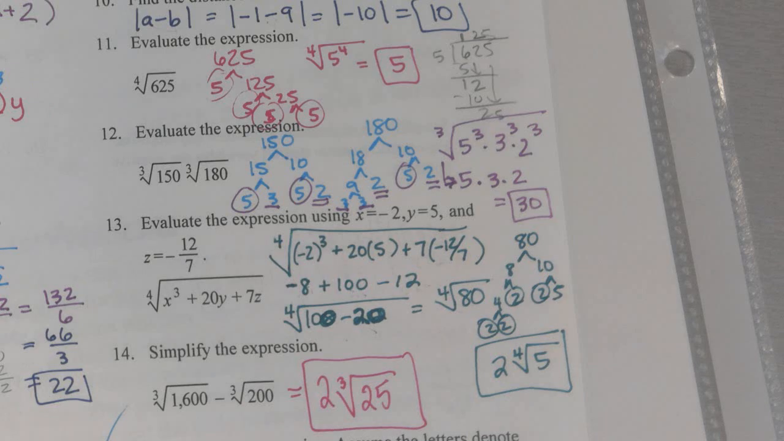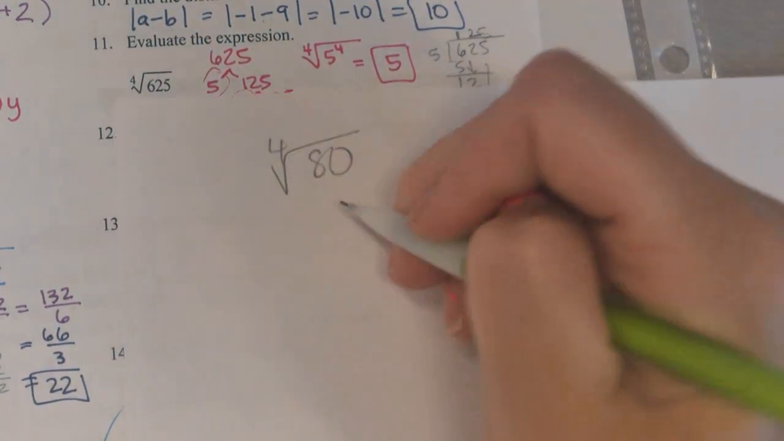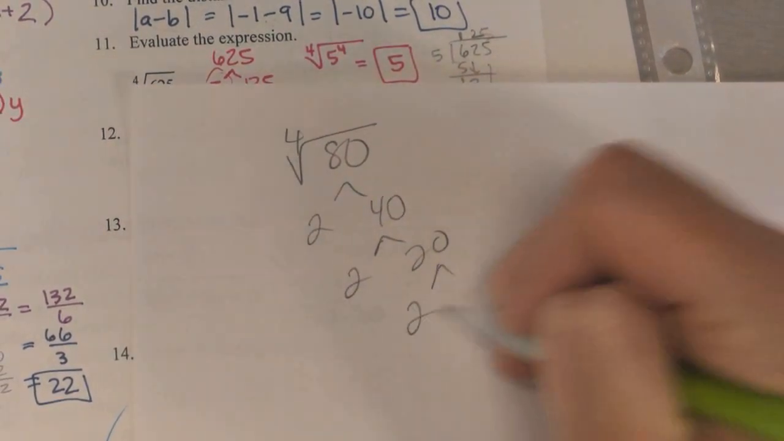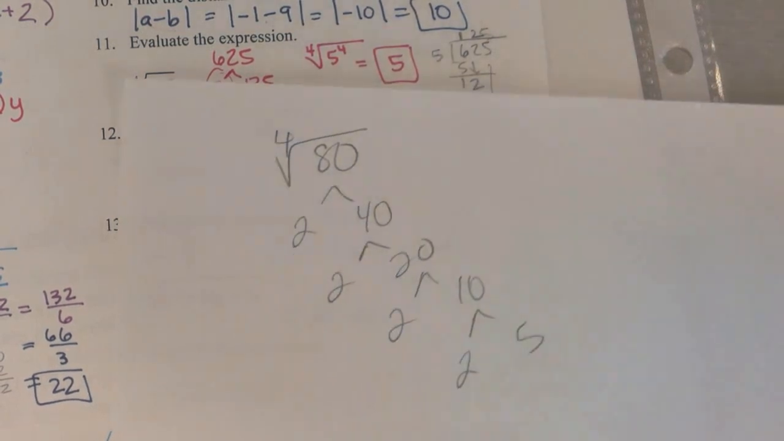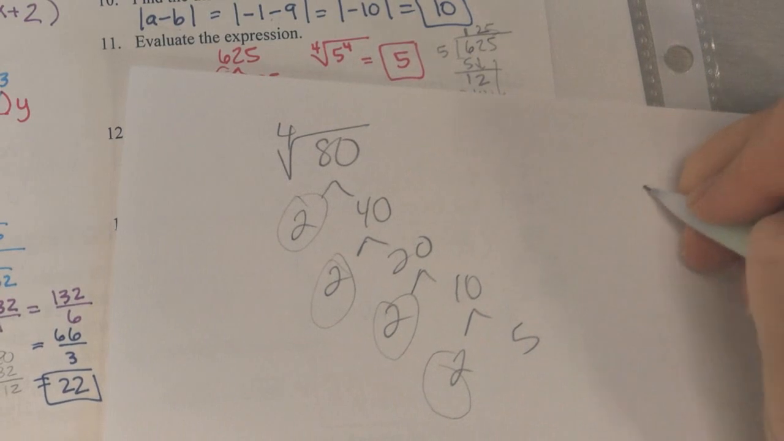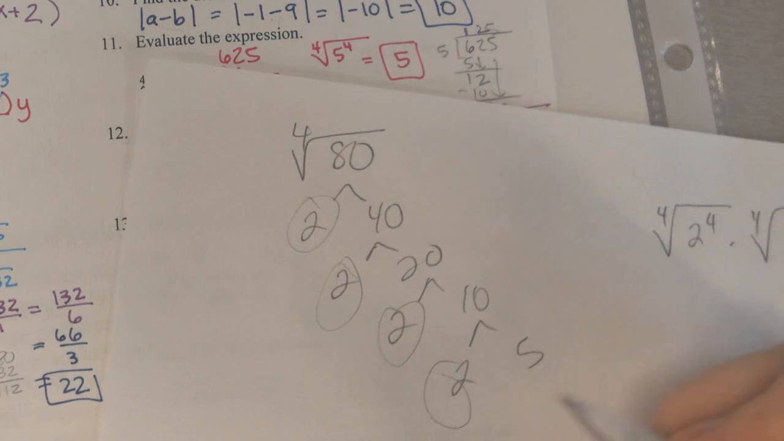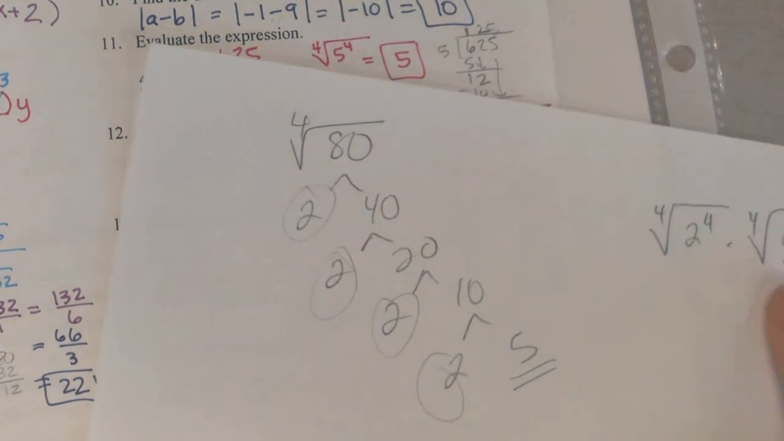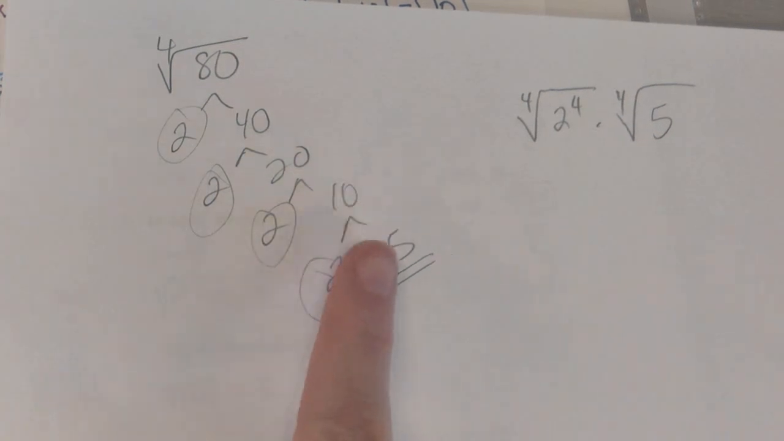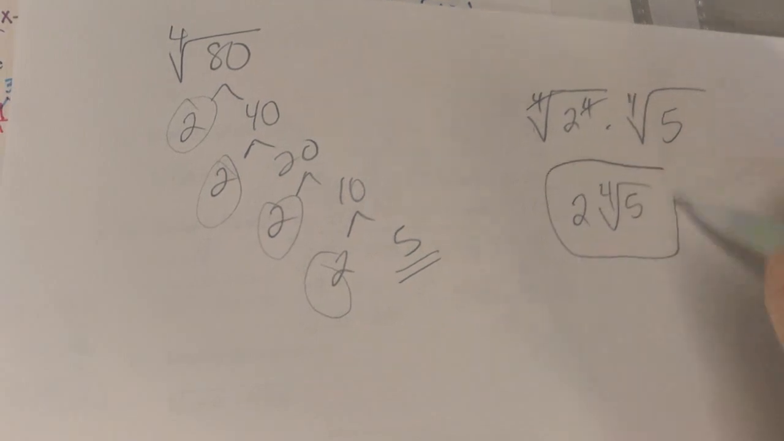If I have the 4th root of 80, now I'm going to simplify. Again, we're going to do that factor tree. So 2 and 40, 2 and 20, 2 and 10, 2 and 5. Okay, how many 2's do I have? Oh, that's nice again. So I have the 4th root of 2 to the 4th times the 4th root of 5. That's by itself, right? Because I have 4 2's and 1 5. So those cancel. That's how you get your final answer.